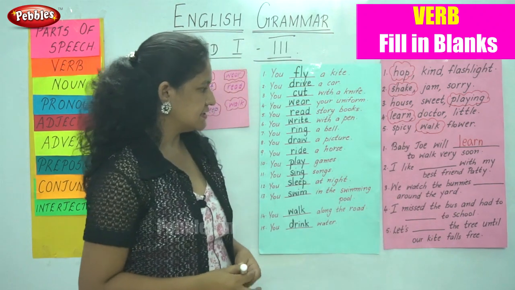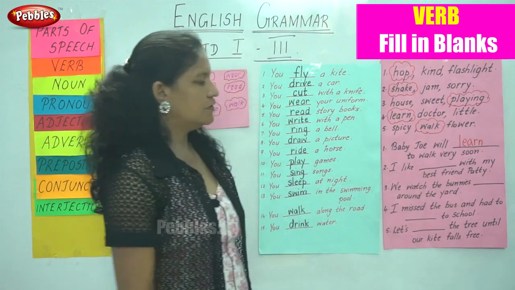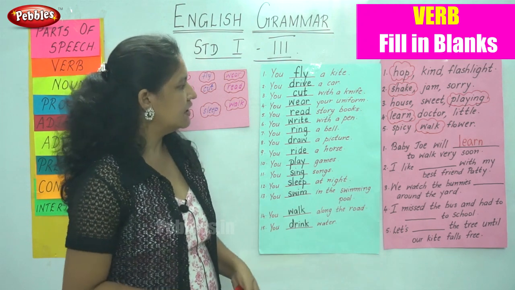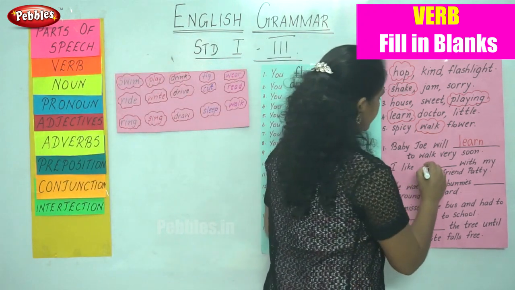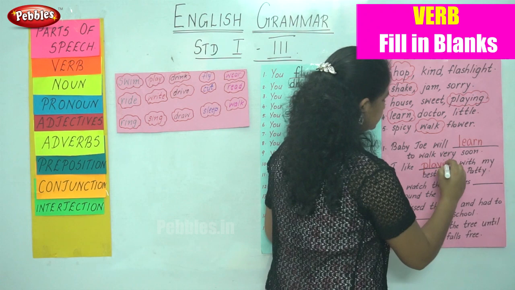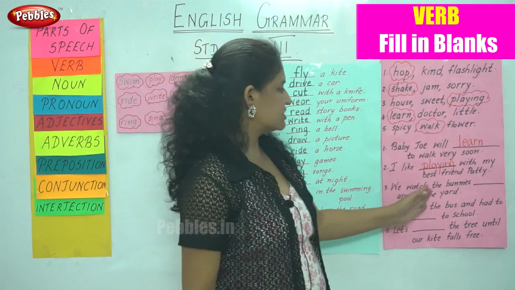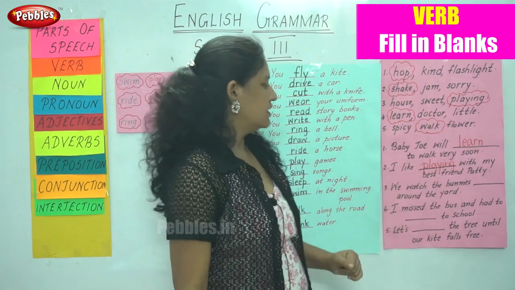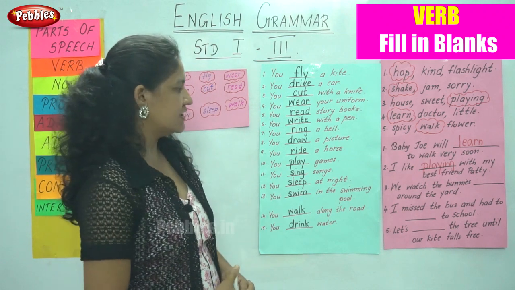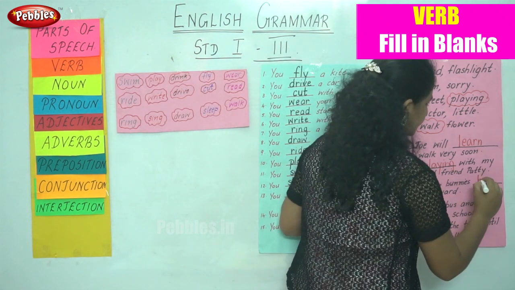The next sentence is I like dash with my best friend Patty. So what will you do with your best friend? Normally you play. So I'm going to write the word playing. I like playing with my best friend Patty. So the word playing. The third sentence, we watch the bunnies dash around the yard. So normally what does a bunny do? It hops around. So we write the word hop. We watch the bunnies hop around the yard.